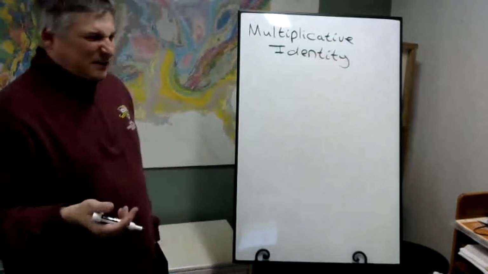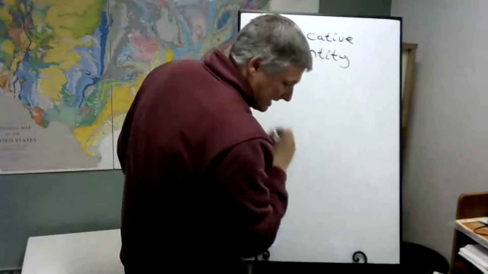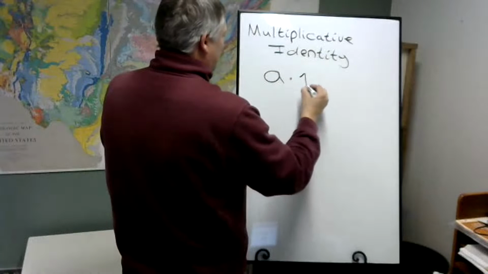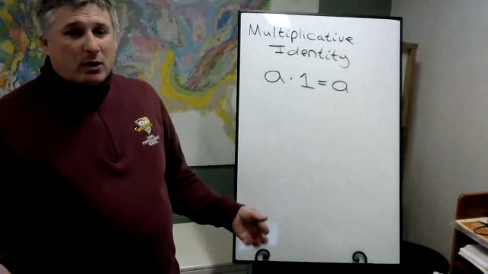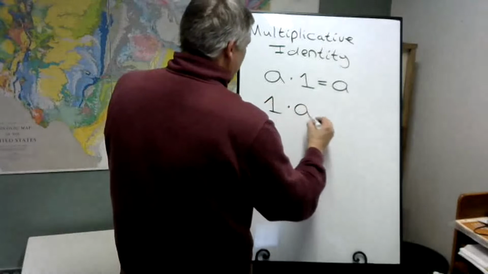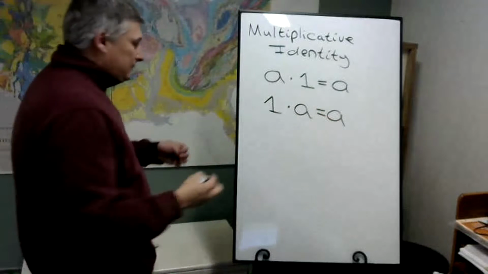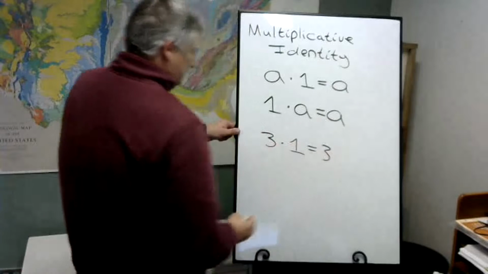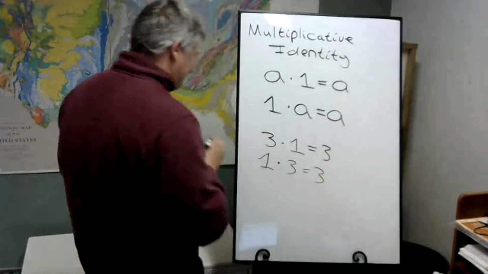Now this is one, again, where it's kind of like, well, why do we bother? All it says is this. Any number times 1 doesn't change that number. Multiplication by 1 doesn't change anything. Or 1 times that number, you get that number. So for example, 3 times 1 is 3, or 1 times 3 is 3.